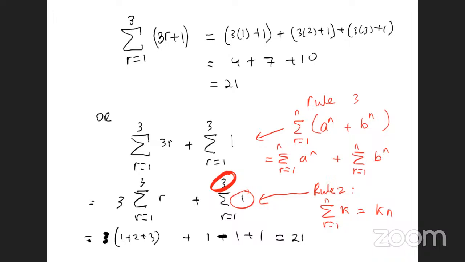Okay, let's try the next one. But for this one, I don't want to do it the long way, right? I want to break it up and use the rules. Summation of r going from 1 to 3 of 4r plus 5.